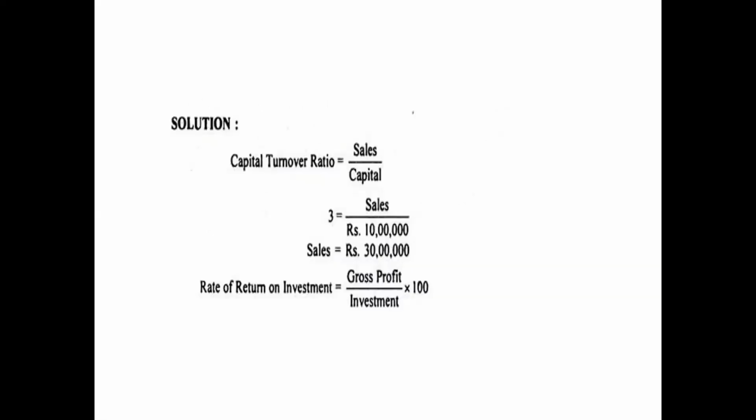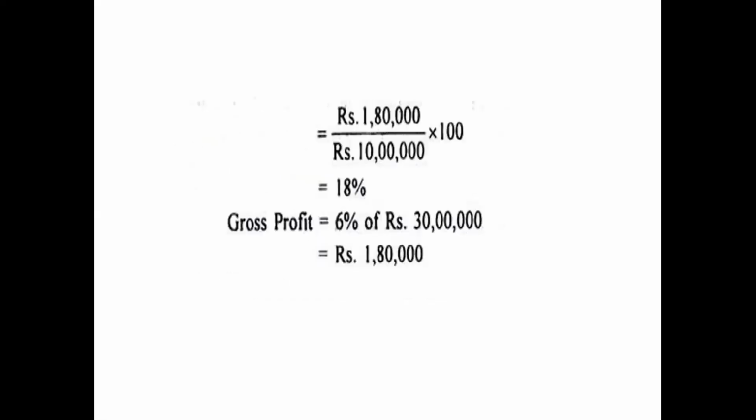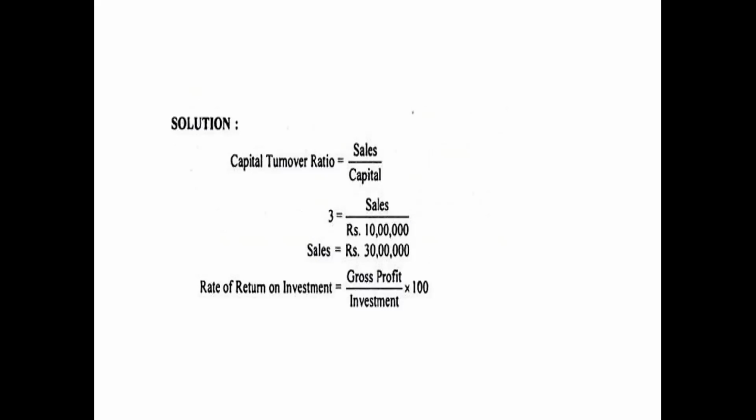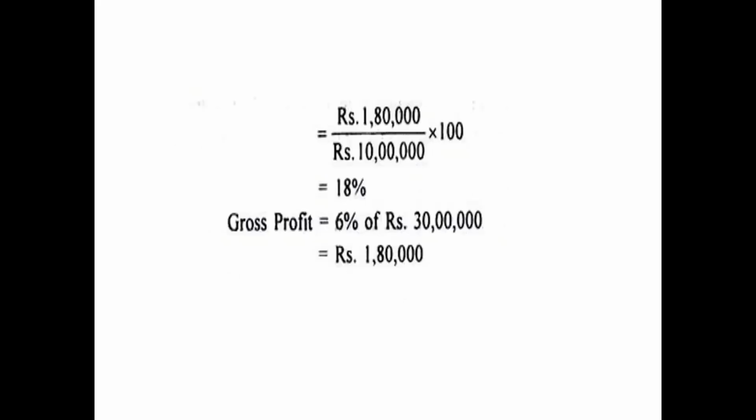For this particular ratio, you have calculated two things. First, you calculated sales with the help of the capital turnover ratio. Then with the help of sales, you calculated gross profit, because it was given as 6%. Then you put GP in the rate of return formula and got 18%. This is how you have to move. First find out in the main formula what is required, and then calculate those things accordingly.